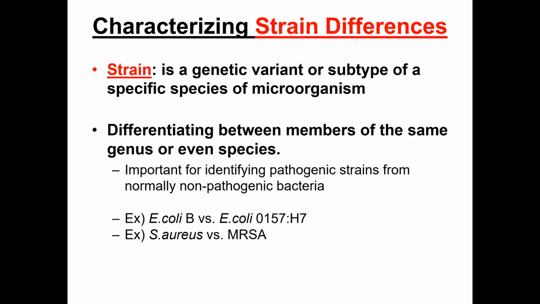So, what's the difference? Okay, they're both E. coli, but O157H7 is pathogenic because it has a gene for the Shiga toxin. Okay, that gene doesn't make it a new species. It's a small genetic difference which makes it a different strain.